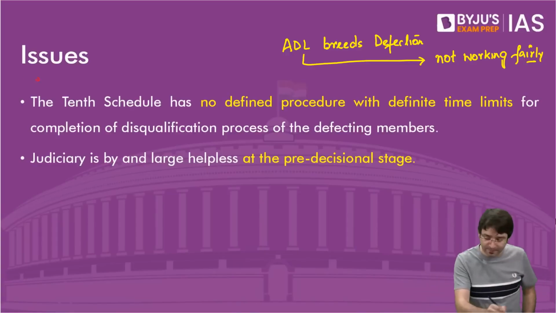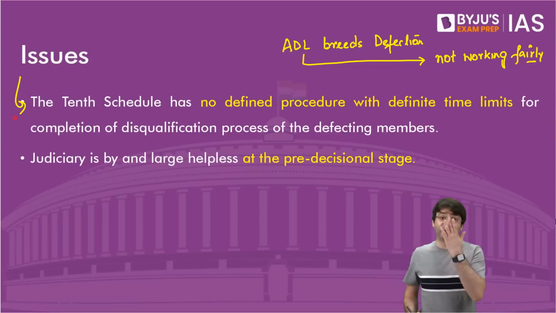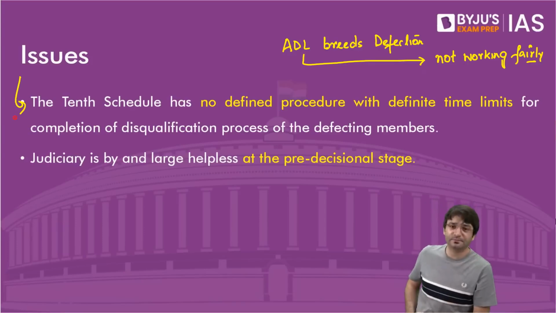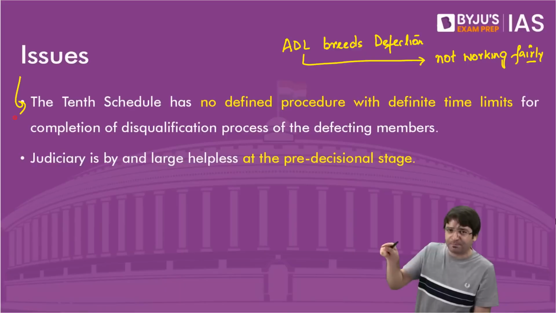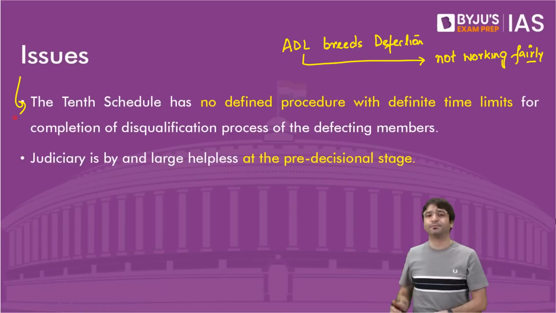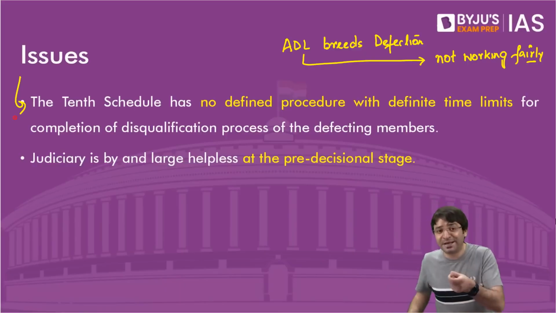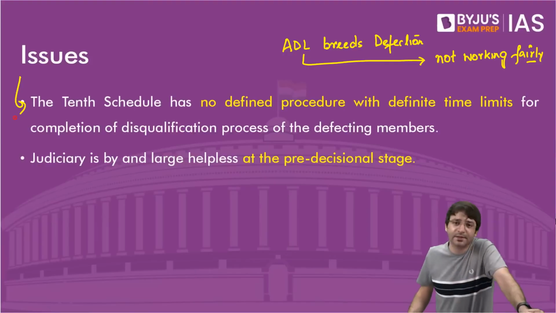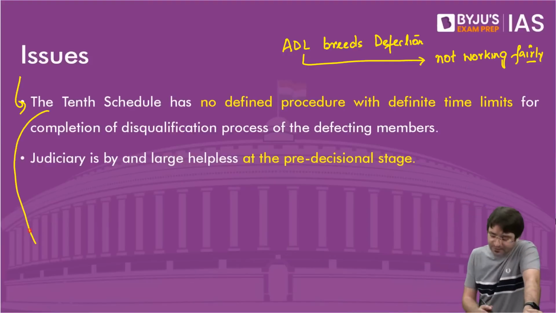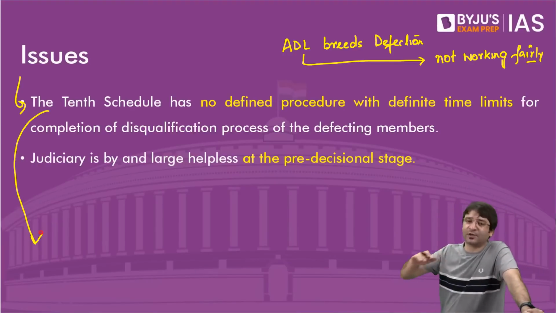Why is it not working? Because number one, there is no time period. The speaker shall have to take a decision whether a member of a house belonging to a political party should be disqualified or not. But in how many minutes, how many hours, how many days, how many weeks, how many decades, how many centuries, how many millennia, not mentioned. When it is not mentioned, the speaker sits on these decisions.